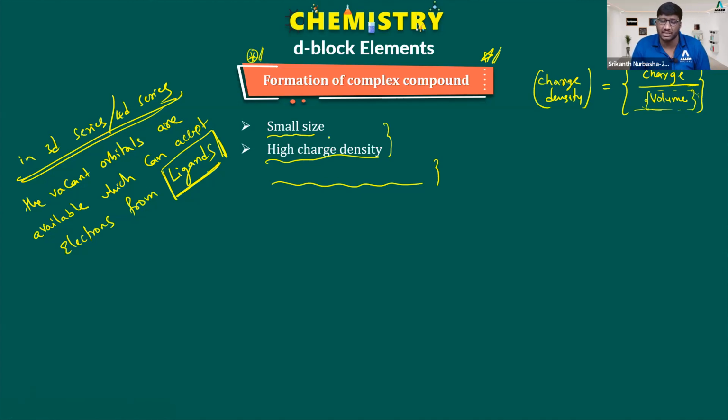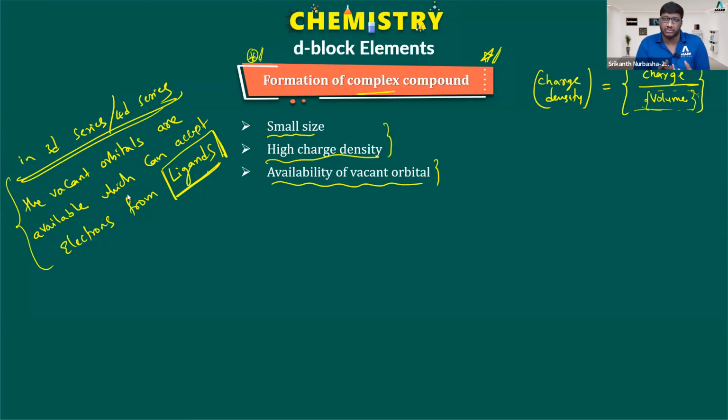The D block elements have a tendency to form complexes. And what are the reasons for the D block elements to form complexes? It has small size. Yes, very good. It has small size, high charge density, and availability of vacant orbitals. We have discussed that in the 3D series or 4D series, the vacant orbitals are available. If the vacancy is there, then only the electrons can come.